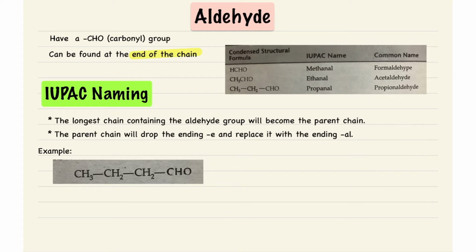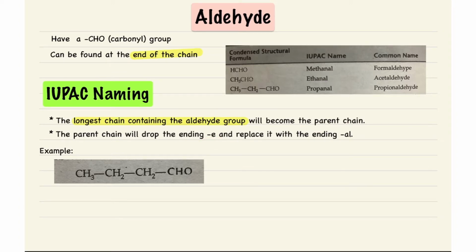For example, this one, we have for IUPAC naming. It says here that the longest chain containing the aldehyde group, or this one, the HCHO, will become our parent chain. The next is that the parent chain will drop the ending E and replace it with the ending AL. For example, we have this one. From methane, we will remove the letter E. Then we will add AL. So we have methanol.